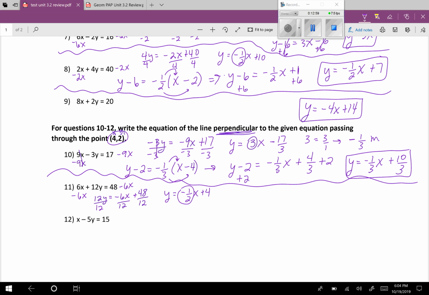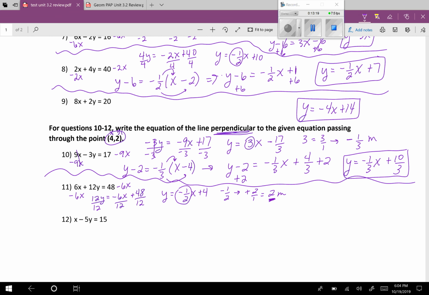So my original slope is negative 1/2. So I take negative 1/2, and I have to do the opposite reciprocal. So I change the sign, so it's going to be positive, and then we flip 1/2, we get 2 over 1, which is just 2. So this is our new slope, our new m.